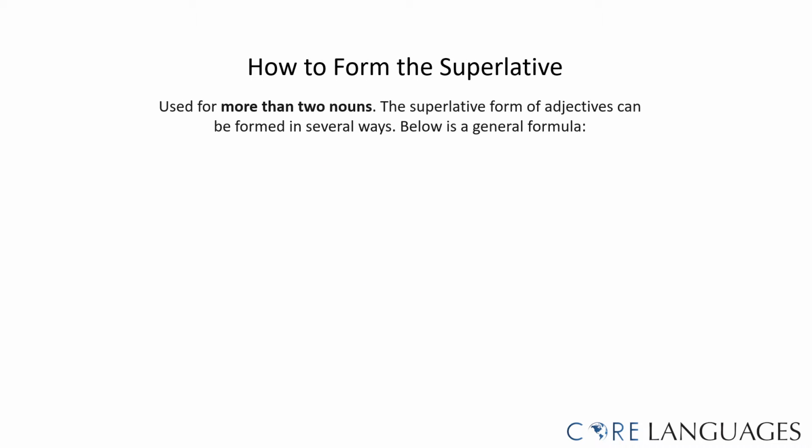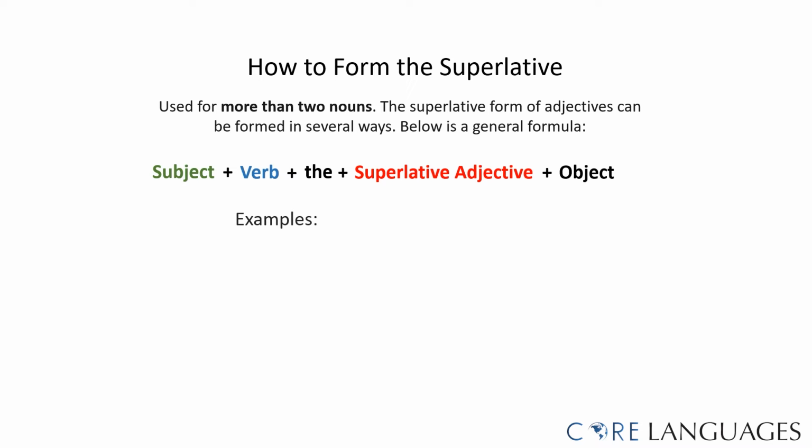When we compare more than one noun, for example, 3, 4, 5, or even more nouns, we can use the superlative. The superlative form of adjectives can also be formed in several ways. The sentence order is subject, verb, the article the, superlative adjective, and the object. For example, John is the slowest runner in our class. In this example, we compare John to all the other runners in his class, and he is the slowest.